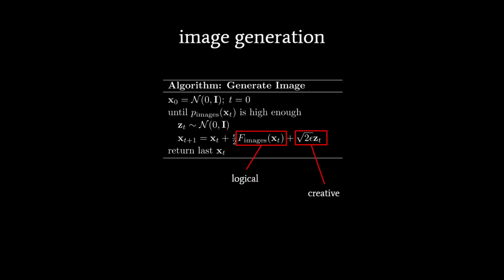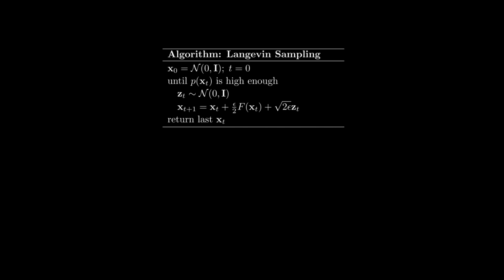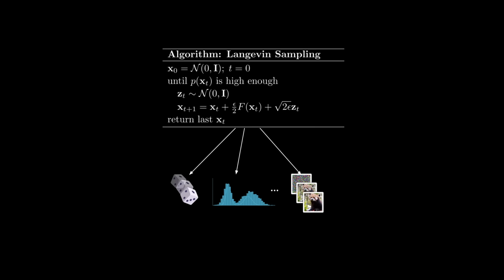And from the rest of this video, we know that there's a theoretical motivation for this approach to image generation, Langevin sampling, which connects image generation to tossing a coin, rolling a dice, and many other probabilistic processes, as different instances of the same fundamental process, that of sampling from a probability distribution.